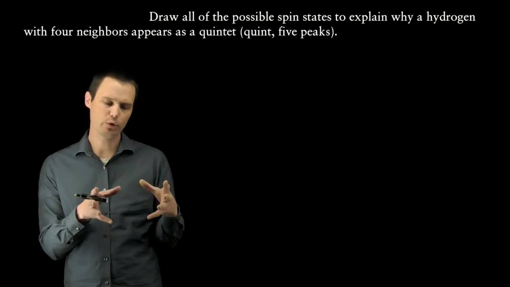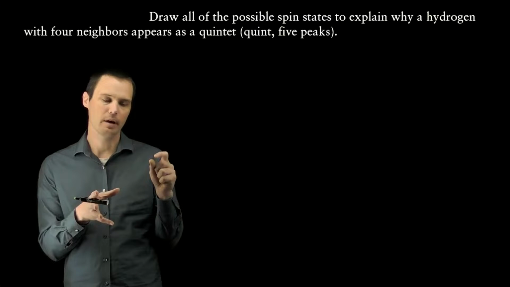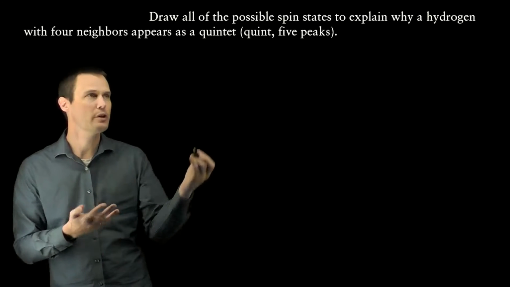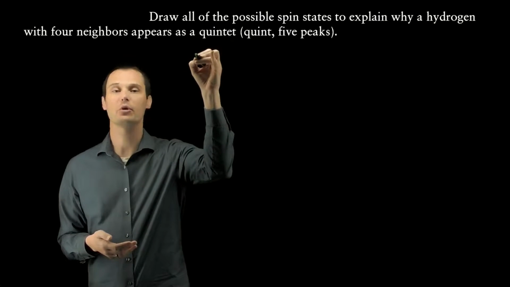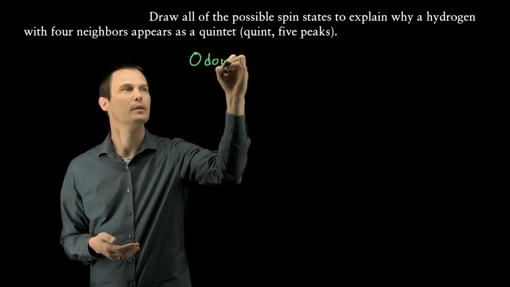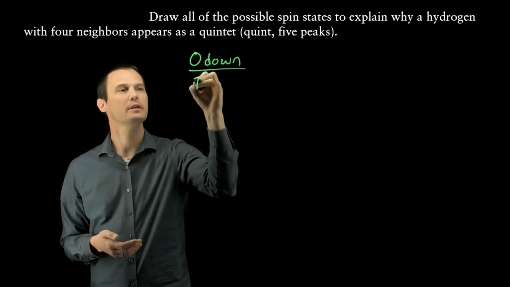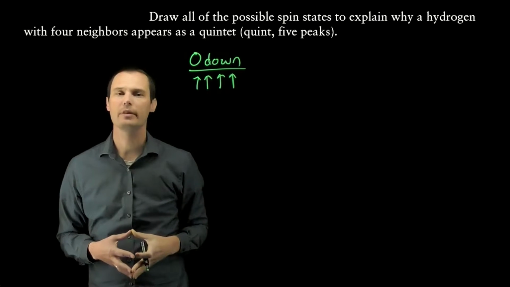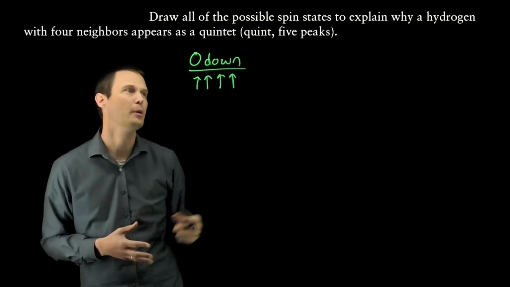To do that, let's group those 4 neighbors into bins based on how many of them are spin down. So if we have 4 neighbors, we could have a situation where 0 of them are spin down. If 0 of them are spin down, that means that they are all spin up, and there's only one way for that to happen. All 4 of them would have to be spin up.